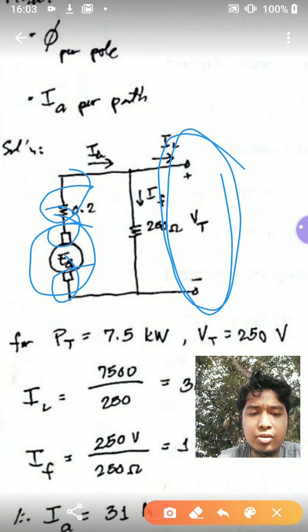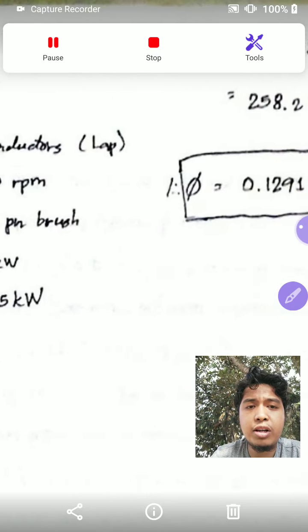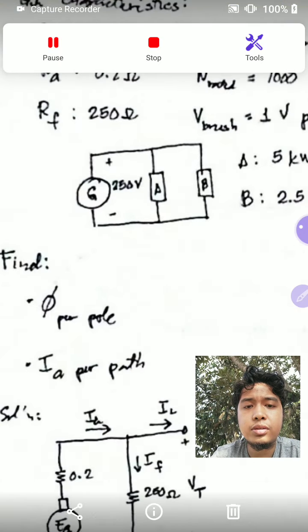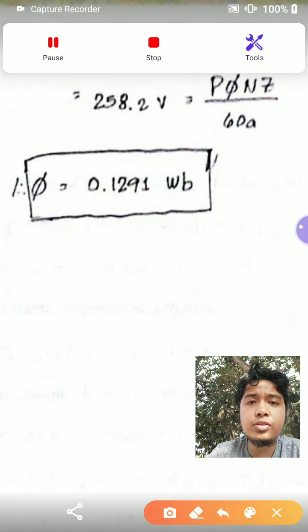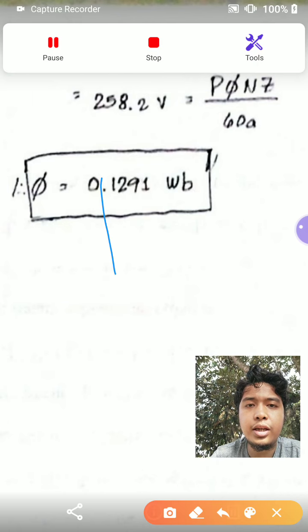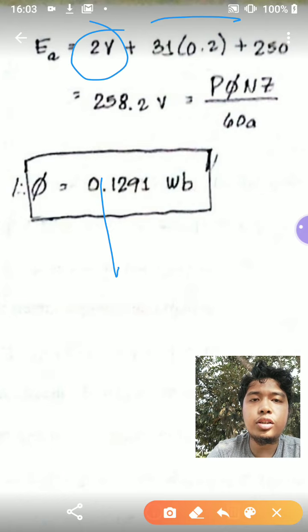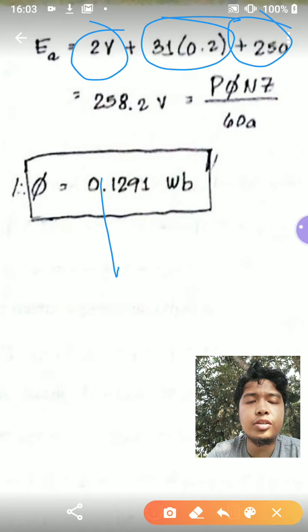Yes, 2 brushes. So that's 2 volts, because we have 1 volt per brush. So you have 2 volts here. 31 times 0.2, that's the voltage drop at the armature resistance. 250 volts, that's the terminal voltage.